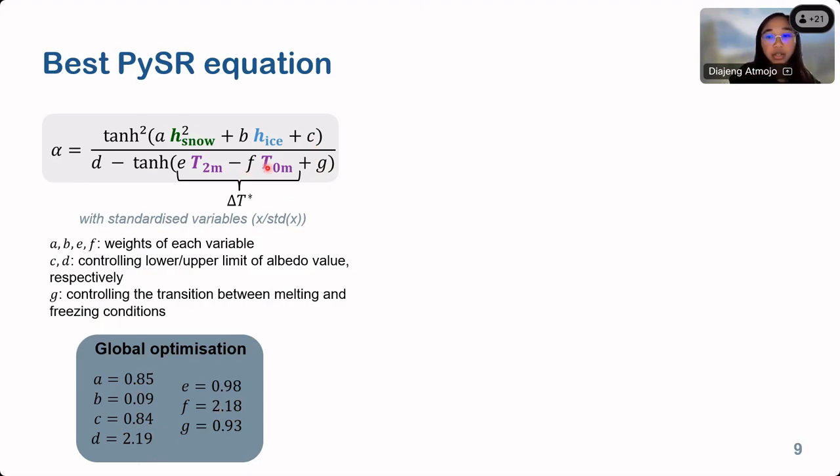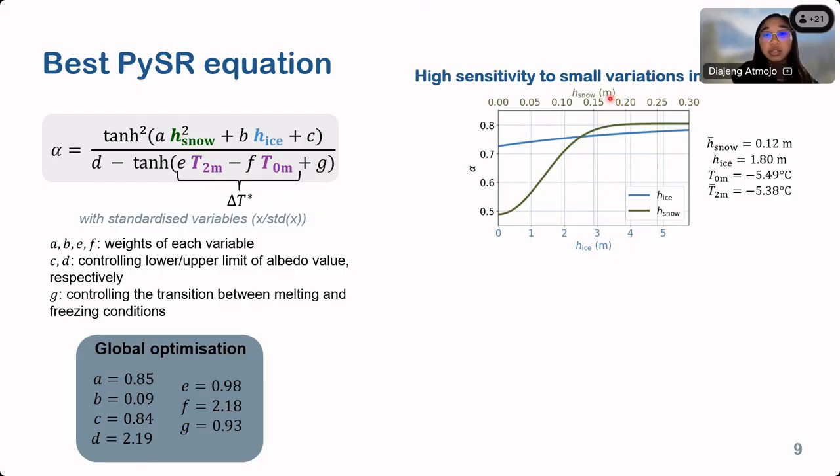This Python equation encapsulates 2 key mechanisms. The first one is the high sensitivity to small variations in thin snow. In this plot, you see how varying snow and sea ice thickness affects the albedo when fixing the other features to their mean value during the validation period. What you clearly see here is that the first 15 to 20 centimeters of snow are the most critical ones. Here you see a great increase of albedo, whereas for sea ice thickness, you marginally see any effects.